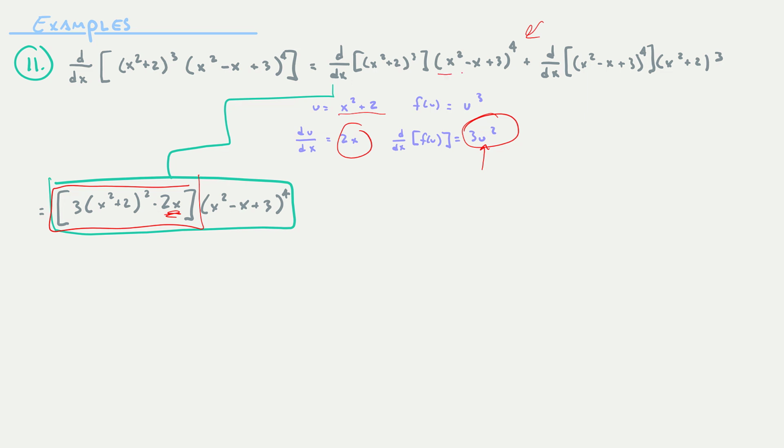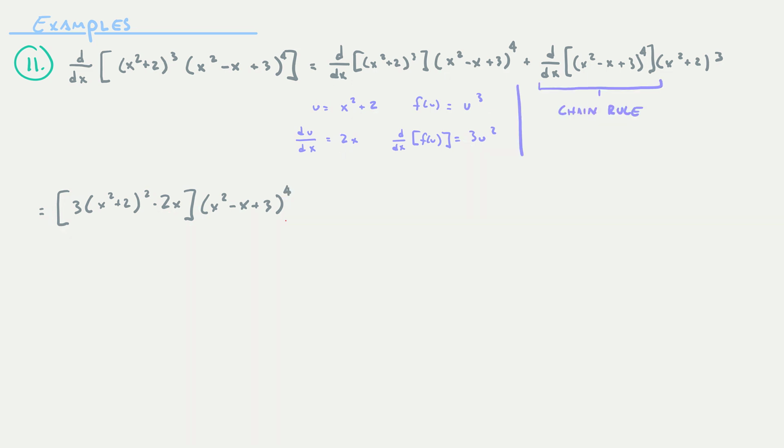I'm still multiplying by this thing, and that's why this is here. The second part also requires chain rule. We have to take the derivative of x squared minus x plus 3 raised to the 4th, and then I'm going to worry about this later. I'm just going to tack that on at the end. So in this chain rule, I'm going to call it v, so there's no notational overlap, but I'm going to call the inner function x squared minus x plus 3. I differentiated that to be 2x minus 1 via power rule stuff.